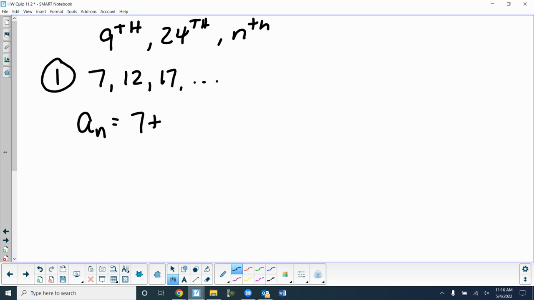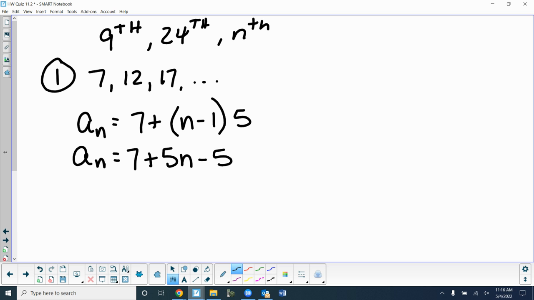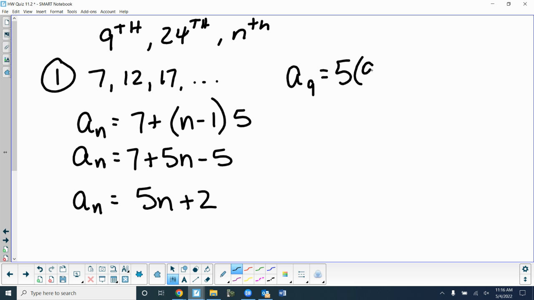So that would be 7 plus n minus 1. What's the common difference? 5. Distribute the 5. 7 plus 5n minus 5. So then I get 5n plus 2 for my nth term. Then I would plug in 9 for n and 24 for n. All right, so I go 5 times 9, 45 plus 2, 47.